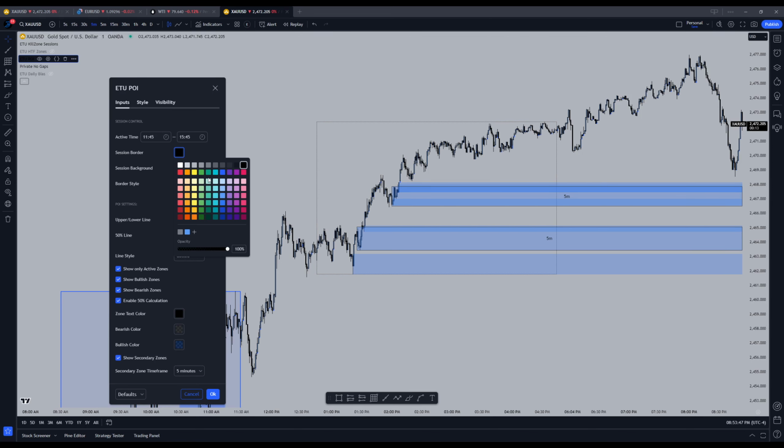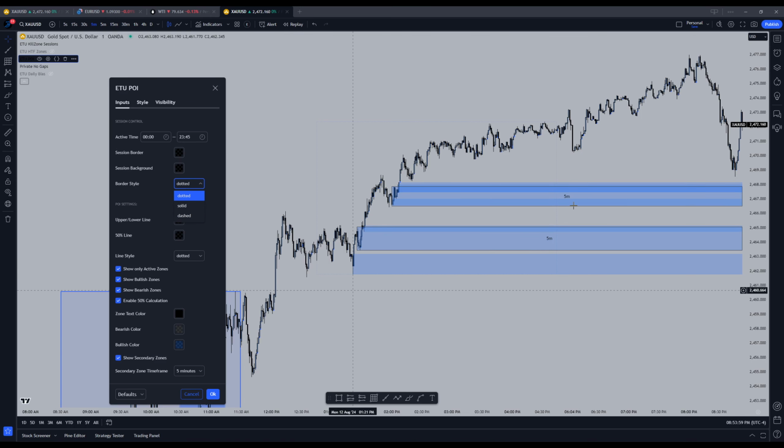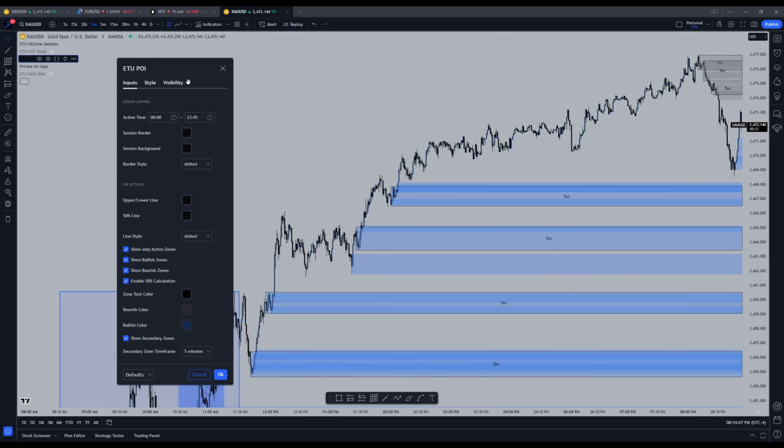Transparent, and then border. If you want to see the border in which it's drawn the active time, you can. But typically I don't have that, and I just have it on 24/7 like that. Border style, that's just the design of how you want the border to look. So I don't mess around with any of this, me personally, but feel free to tailor it to your trading plan.